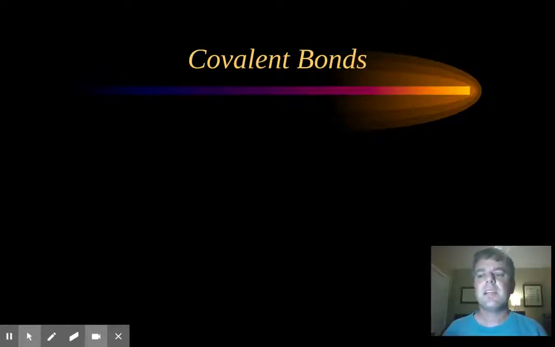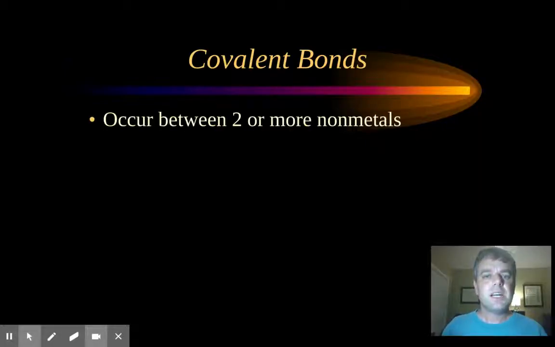The past couple days, we've been talking about ionic compounds, those involving a metal and a nonmetal, and we've been writing chemical formulas and naming these compounds. But today, I'm going to start talking about the second type of compound, which is covalent compounds or covalent bonds. And covalent bonds occur between two or more nonmetals. In other words, we're working with the elements on the right-hand side of the staircase line plus hydrogen.